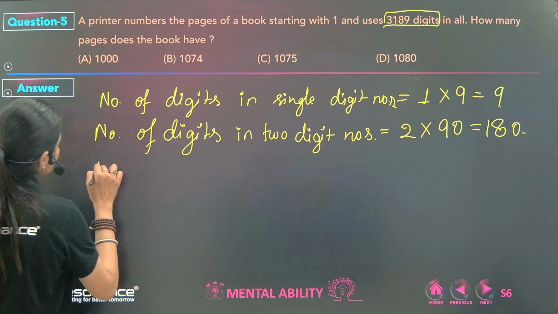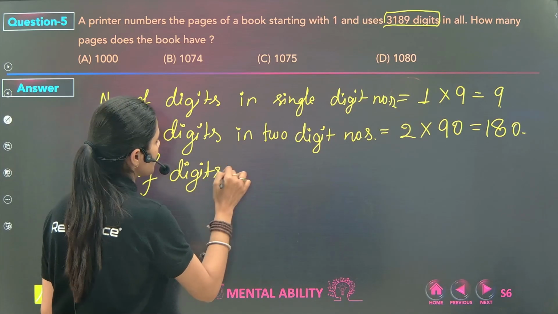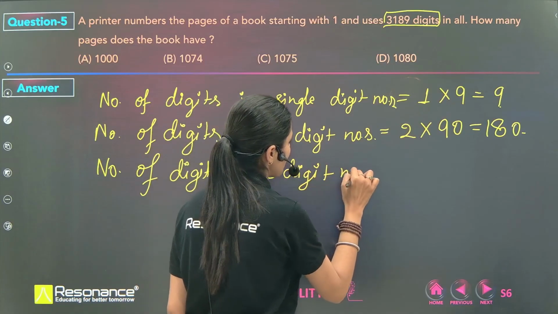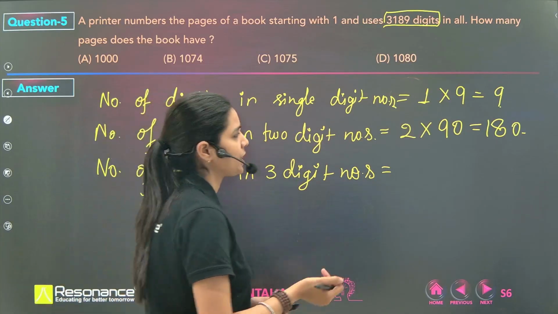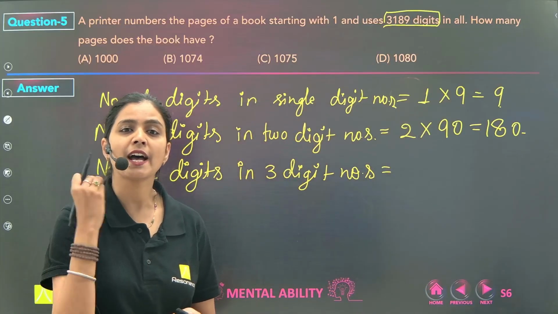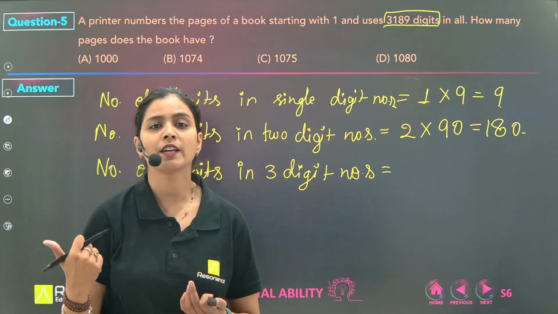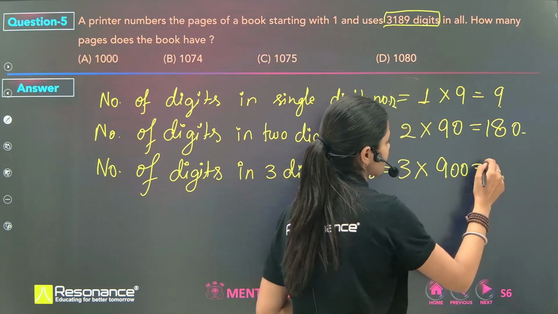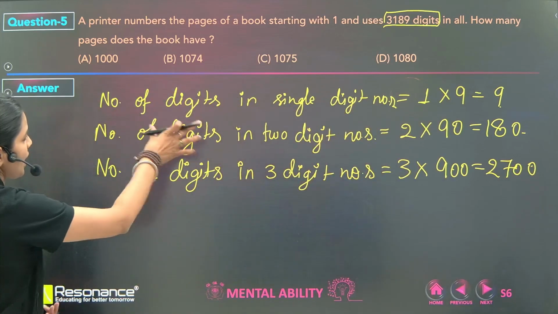Now moving on to the number of digits in 3 digit numbers. Okay, in 3 digit numbers. Now how many 3 digit numbers will be there? Once you see, 1 to 100 is gone. Okay, and what is the highest 3 digit number? That is 999. Okay, and 100 is also considered. So can I say 900 numbers are there? So 3 into 900 numbers. So 3 nines are 27. So 2700, correct?